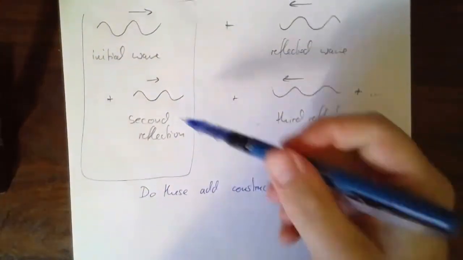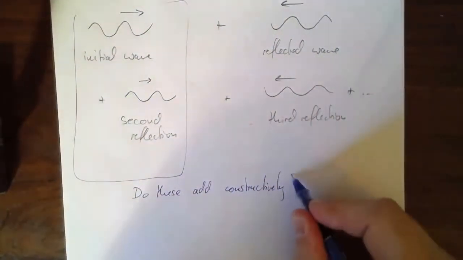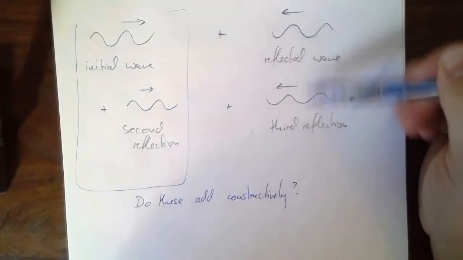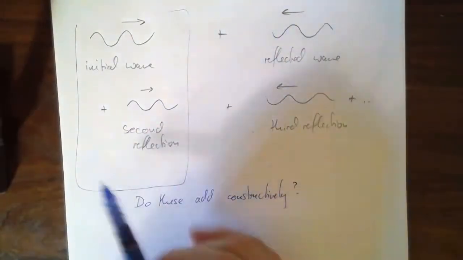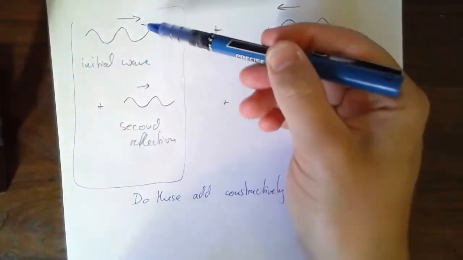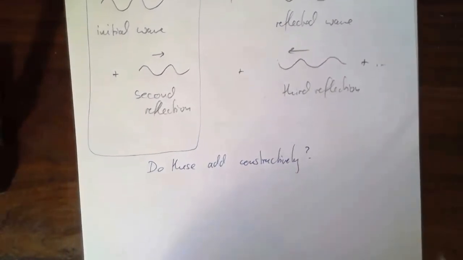Constructively means they add and make each other bigger rather than cancel each other out. Because if they add constructively, then those ones are also going to add constructively, and the next iteration of this is going to add, right? So really it's kind of the key to understand, are those two in sync? Or under what condition are they in sync?